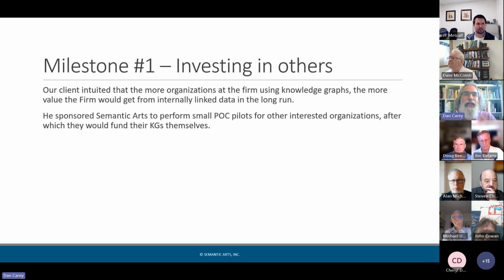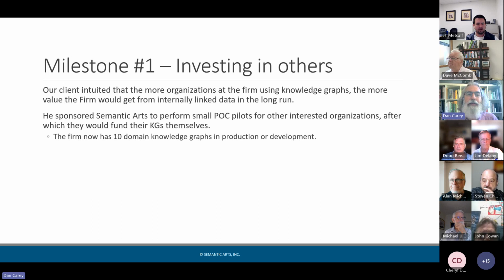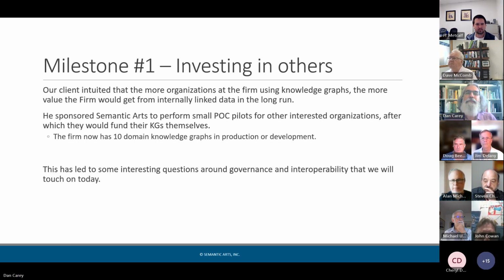And then the idea being, after we had done these little proof of concepts, then that organization would fund their own knowledge graphs themselves. They now have 10 specific knowledge graphs either in production or under very firm development, which is very nice. But this proliferation has led to some questions around governance and interoperability that we're going to talk about today.